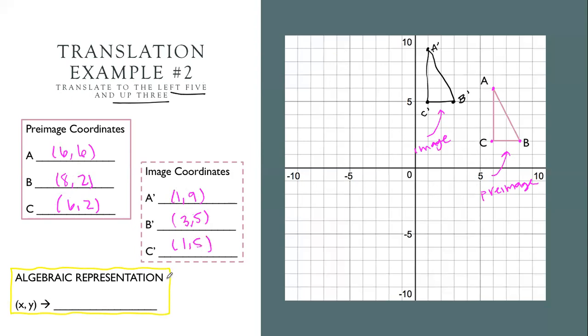All right. So let's look at what this said. We're going to start with the X first. It says I went to the left 5, left 5. Let's look at what happened to our X values. It went from 6 to 1, 8 to 3, 6 to 1. So what happened? It subtracted 5. So my algebraic representation would be X minus 5.